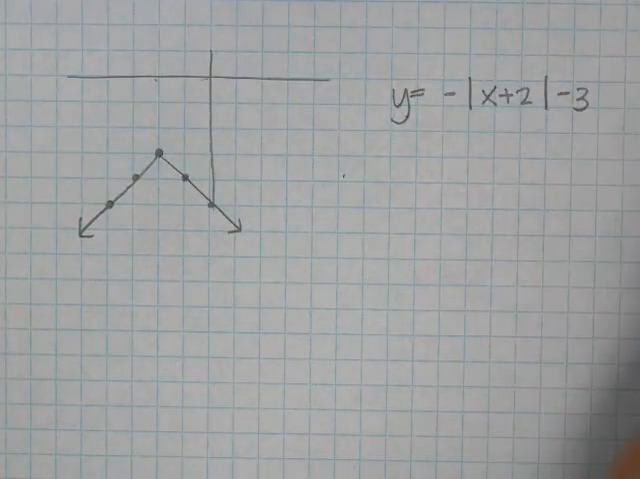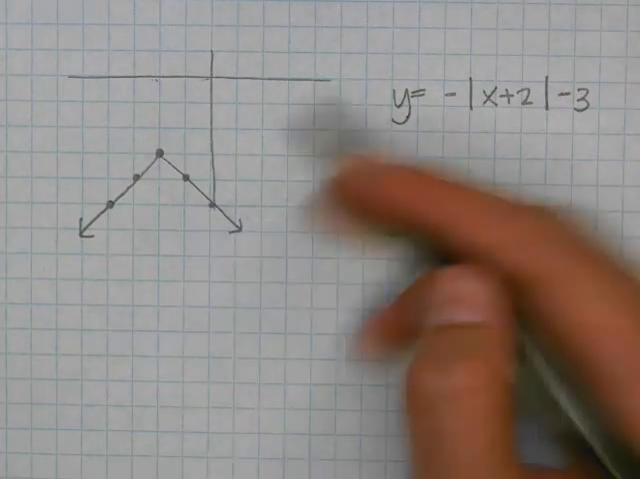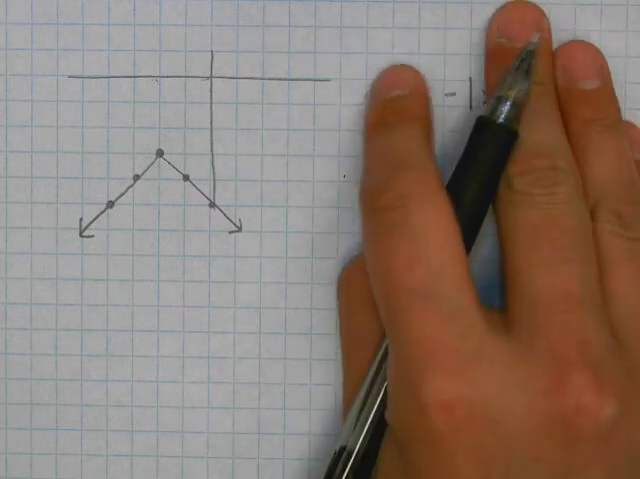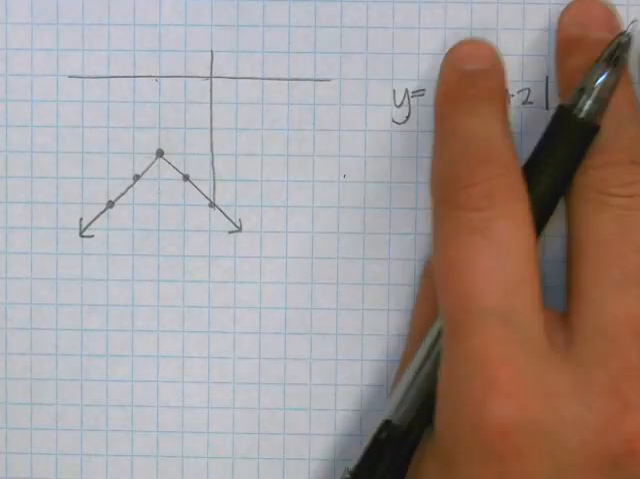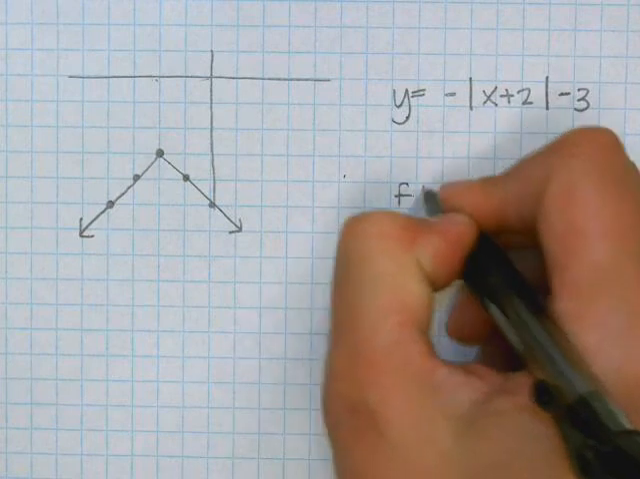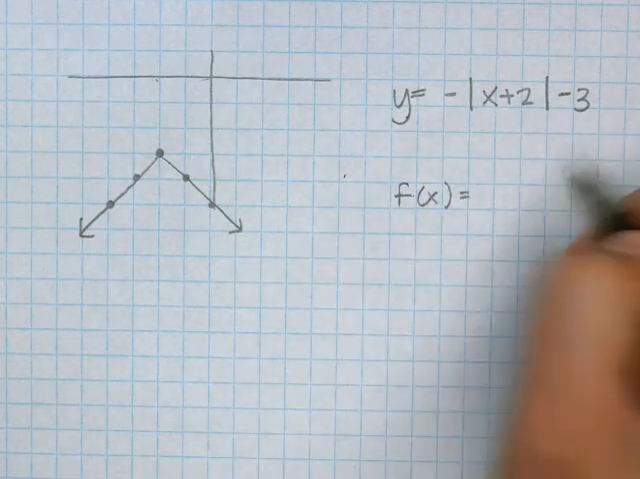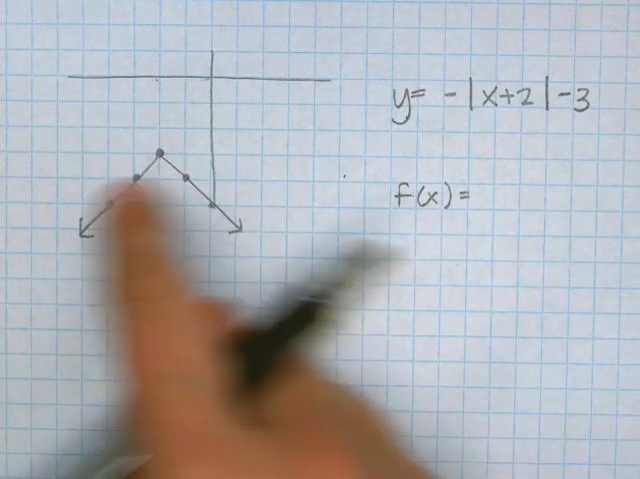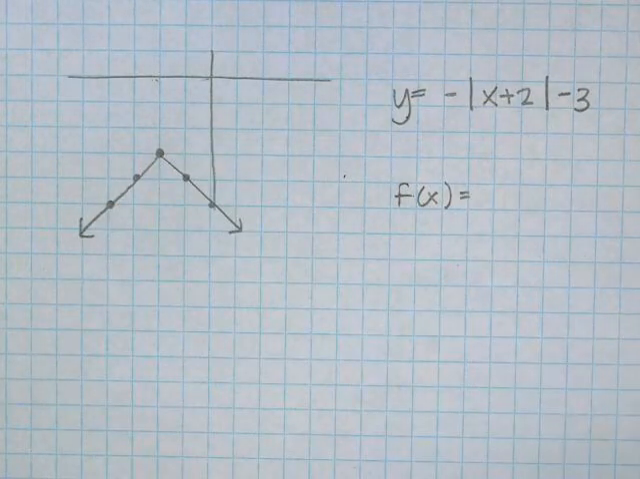I want to challenge you to write this, ignore the fact that we know that this is the equation that works for it, and instead I would like you to write a piecewise function for it. And this piecewise function would have 2 pieces, right? So that is the challenge.